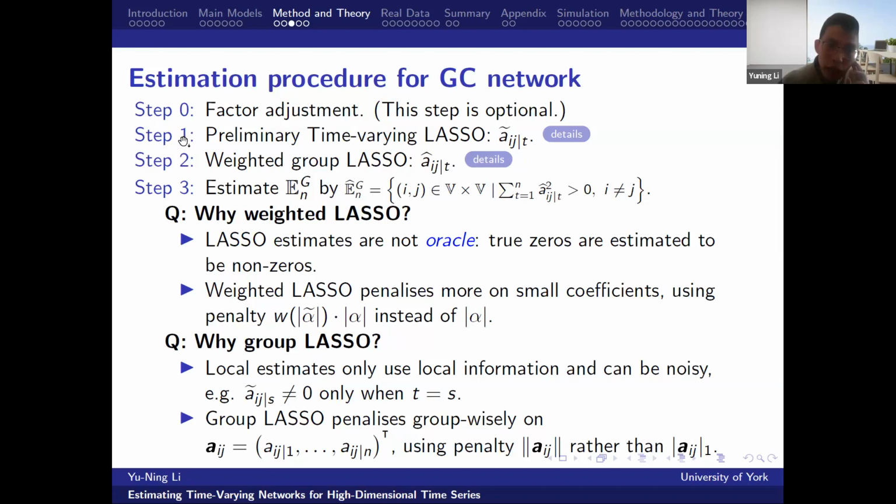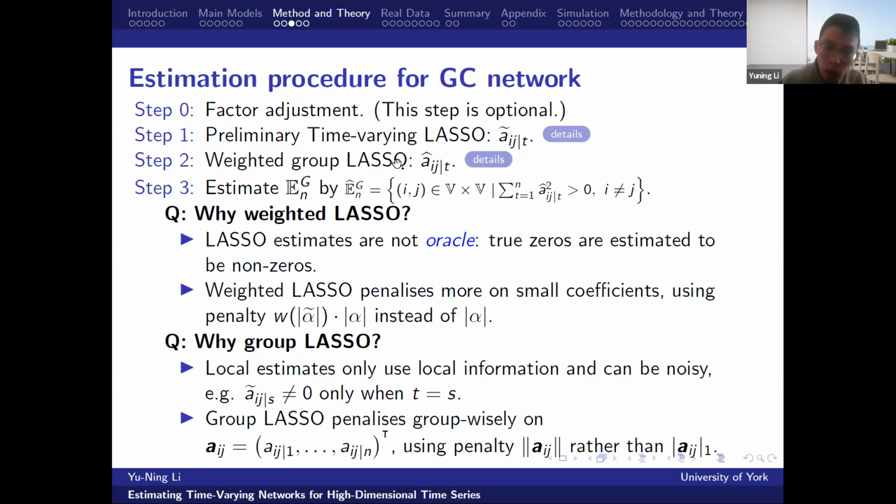So just ignore step 0. We can do factor adjustment, which means we can first estimate a factor structure on this data set, and then estimate this VAR model on the idiosyncratic component. Then let me start with the first step, which is what I just mentioned: we use a time-varying lasso to estimate the parameters. And then in the second step, we use the estimates from the first step to re-estimate the parameters. And then in the last step, we use the estimates from the second step to construct the estimates for the network.